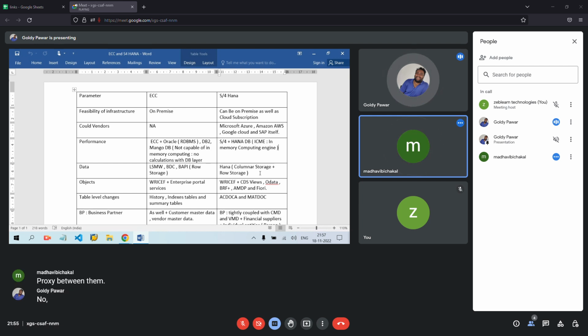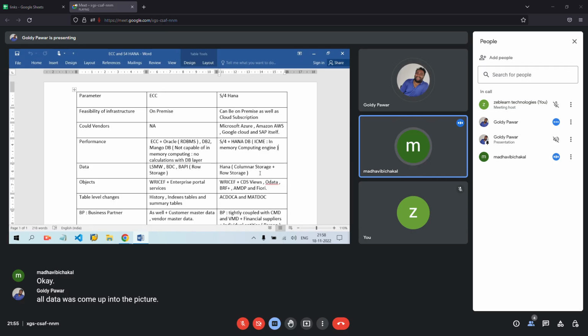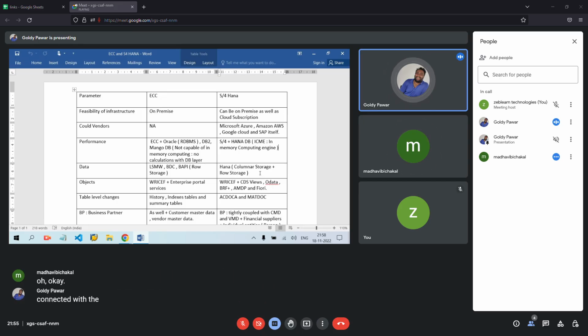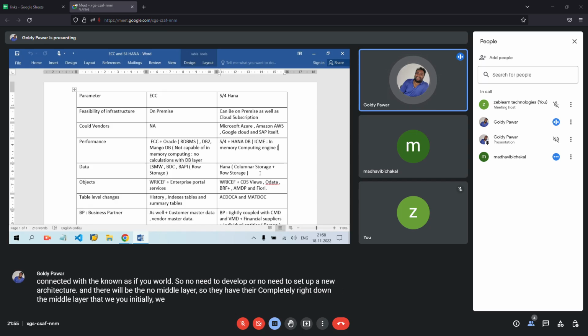No, in OData that is not required. I was just giving the reference for why OData came into the picture. They are reducing the dependency on the PIPO server, so the system will get connected directly with the non-SAP world. There is no need to set up a new architecture, and there will be no middle layer. They have completely wiped out the middle layer for which we initially used the PIPO server.